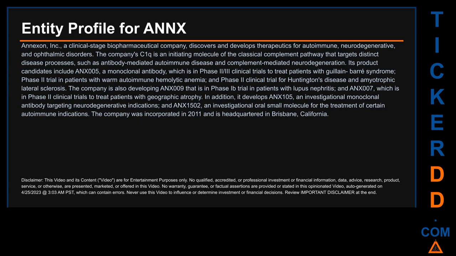Its product candidates include ANNX005, a monoclonal antibody, which is in Phase 2/3 clinical trials to treat patients with Guillain-Barré syndrome, Phase 2 trial in patients with warm autoimmune hemolytic anemia, and Phase 2 clinical trial for Huntington's disease and amyotrophic lateral sclerosis. The company is also developing ANNX009 that is in Phase IB trial in patients with lupus nephritis, and ANNX007, which is in Phase 2 clinical trials to treat patients with geographic atrophy.